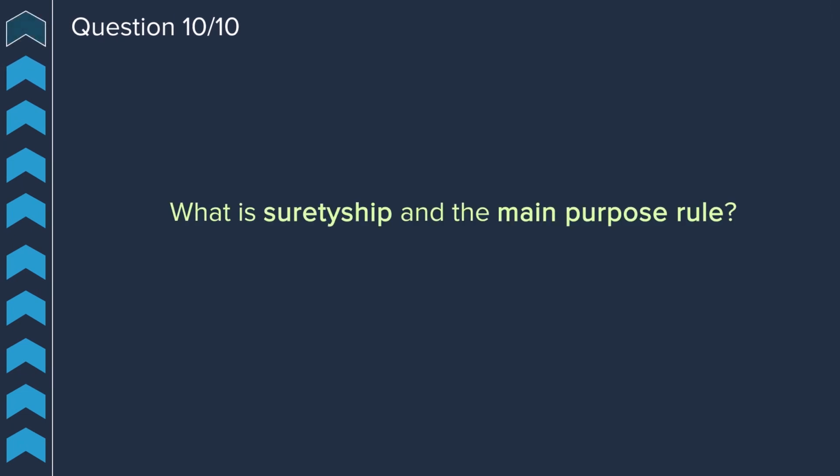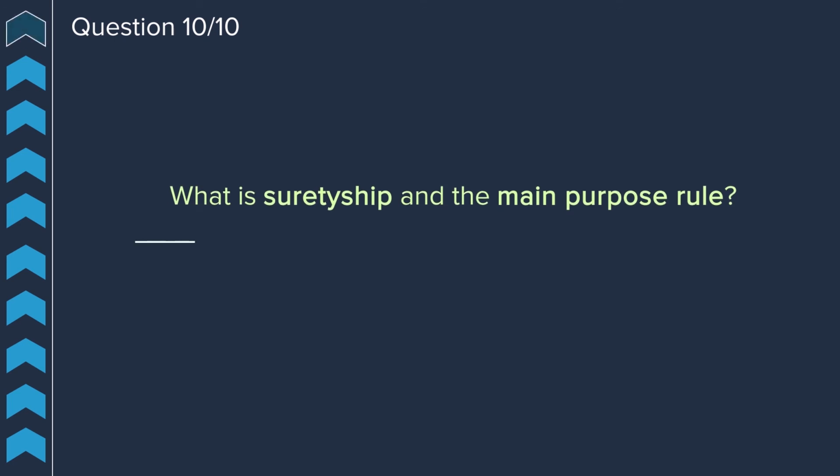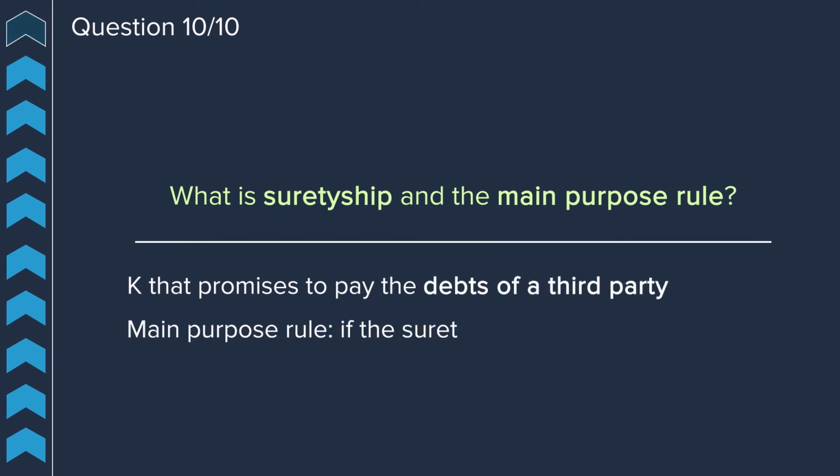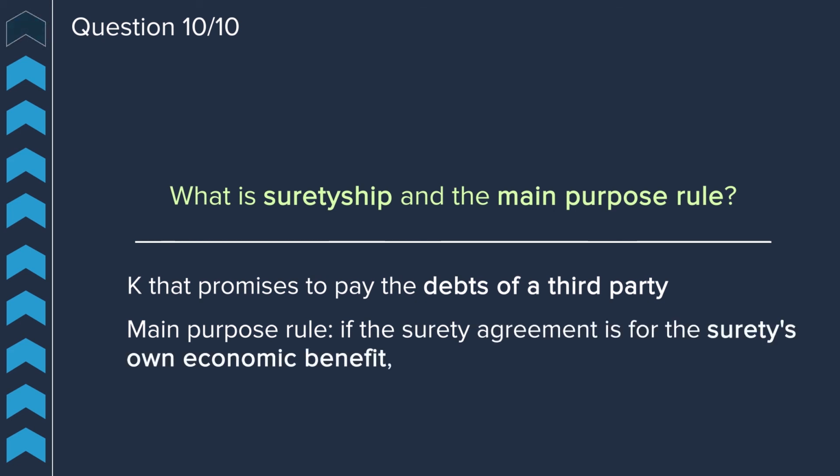Lastly, question 10. What is suretyship and what's the main purpose rule? Suretyship is a contract that promises to pay the debts of a third party. The main purpose rule states that if the surety agreement is for the surety's own economic benefit, then it does not fall within the Statute of Frauds.